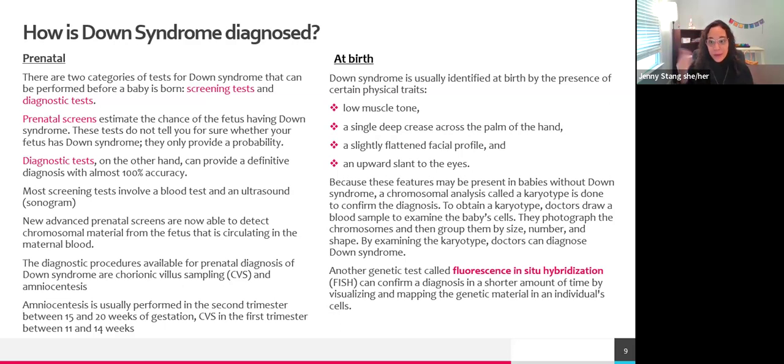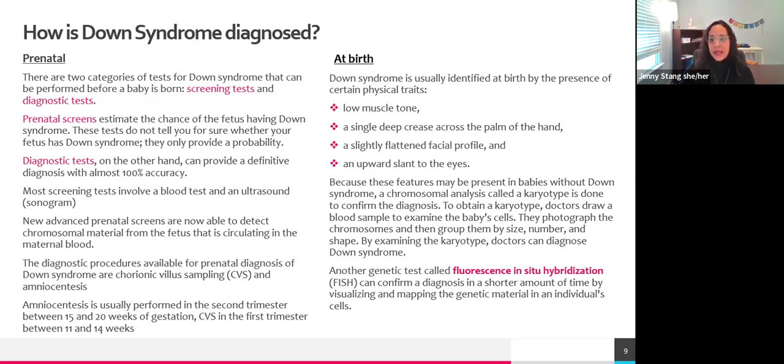Now, at birth, Down syndrome is usually identified by the presence of certain physical traits: low muscle tone, a single deep crease across the palm of the hand, a slightly flattened facial profile, and an upward slant to the eyes. These features may be present in babies without Down syndrome. A chromosomal analysis called a karyotype is done to confirm the diagnosis. So after the baby's born, if the doctor and the nurses do a physical assessment and they say maybe we should screen this child, they will go ahead and do the karyotype analysis.